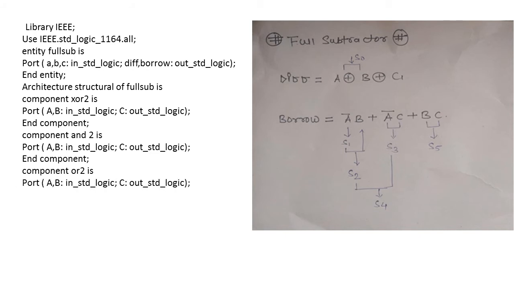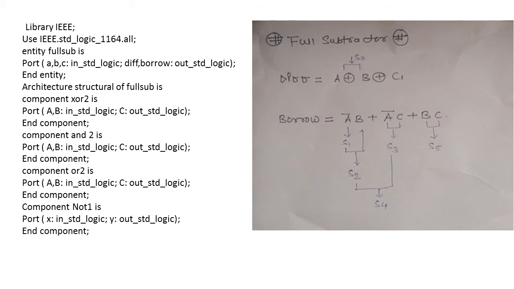So we have written component XOR2 is. Now we'll declare its ports. It accepts two inputs and produces one output. Later we will end the component. Then we'll move on to declaring the component AND2, which also has two inputs and one output, and we end it. Then we'll declare the component OR2, again two inputs, one output. Then we will end the component.